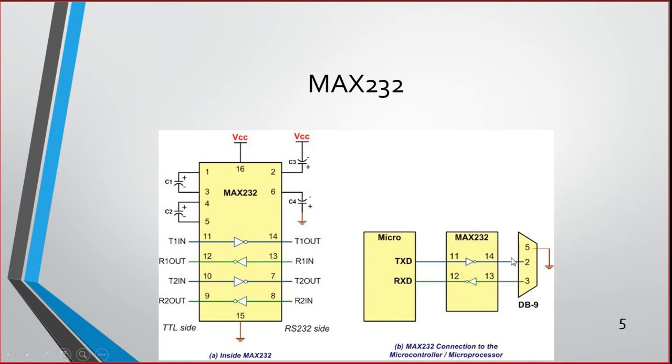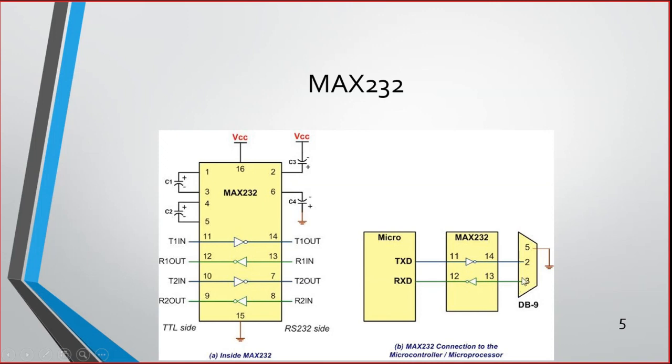So this is how the pins should be connected. TX of the microcontroller should be connected to T1 in of the MAX232. T1 out should be connected to pin number 2 of the PC. Pin 2 is the receive of the PC. Similarly, RX of the microcontroller should be connected to R1 out, because the microcontroller is reading data. So R1 out should be connected to RX. R1 in should be connected to pin number 3.